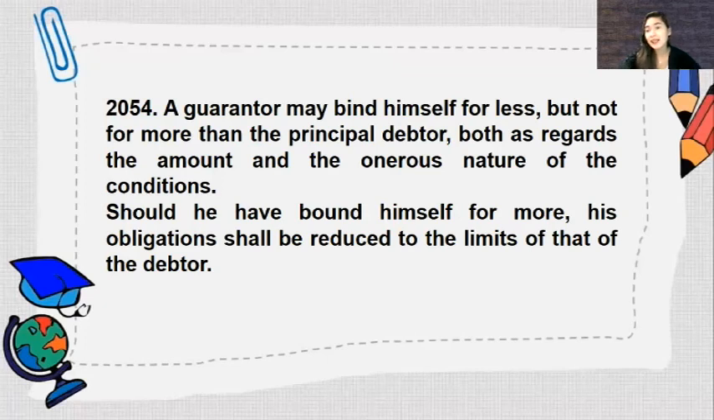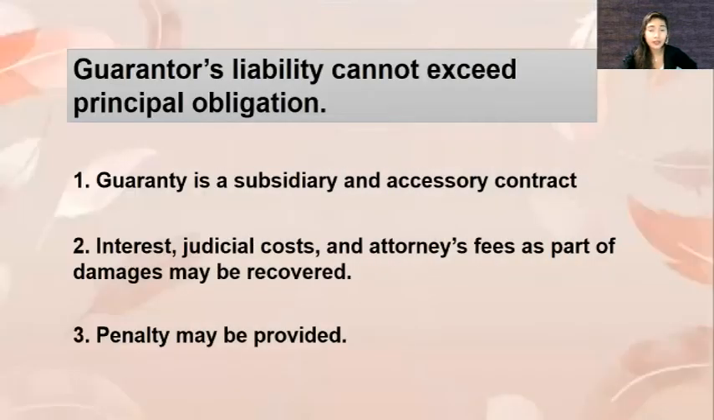And lastly, we will go to, for my part, Article 2054. A guarantor may bind himself for less, but not more than the principal debtor, both as regards the amount and the onerous nature of the conditions. Should he have bound himself for more, his obligations shall be reduced to the limits of that of the debtor. So the guarantor's liability cannot exceed the principal obligation.